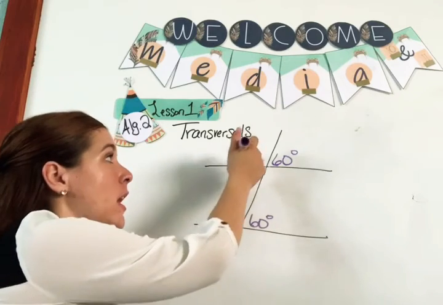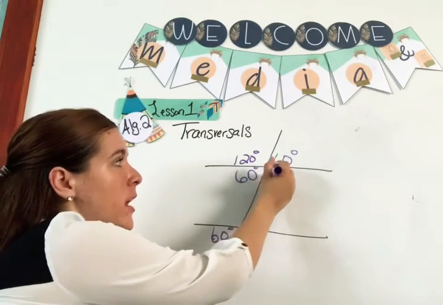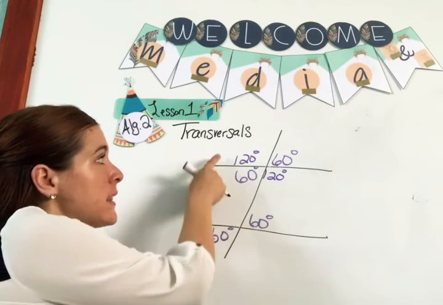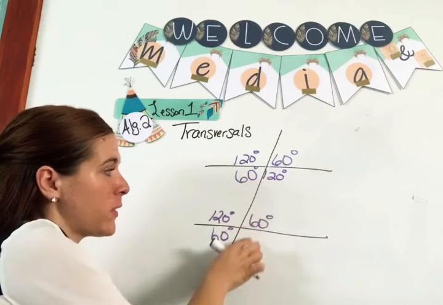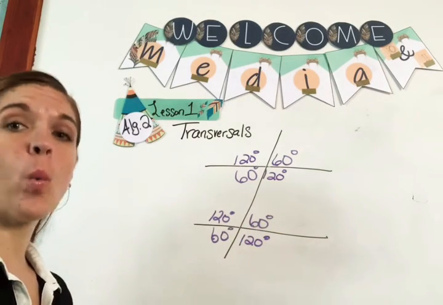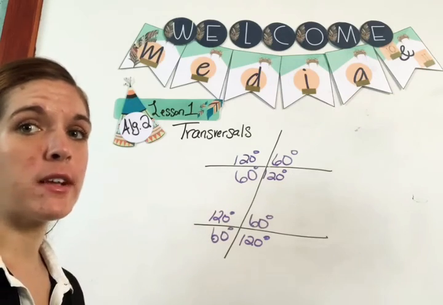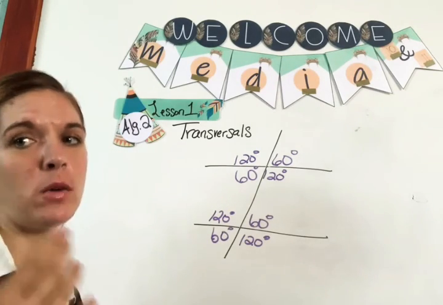180 minus 60 is 120. If this is 120, across from it is 120. The same location down here on the top is 120. And the same location down here on the bottom is 120. So like I said, you only need to know one angle and then boom, you know every single other angle, because the ones across are equal. The ones in the same location but on the bottom are equal.